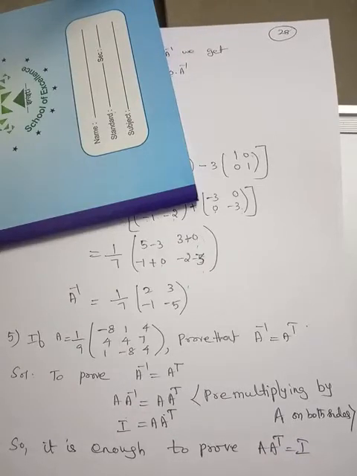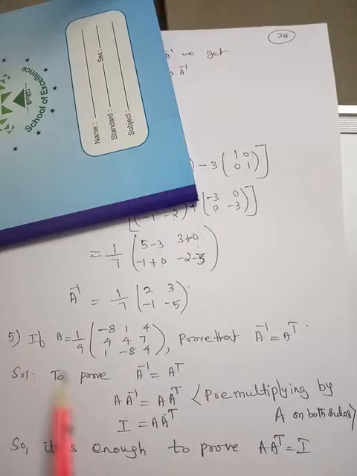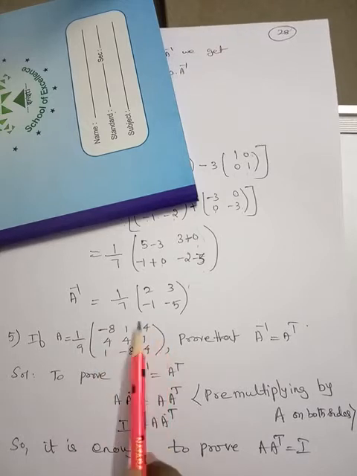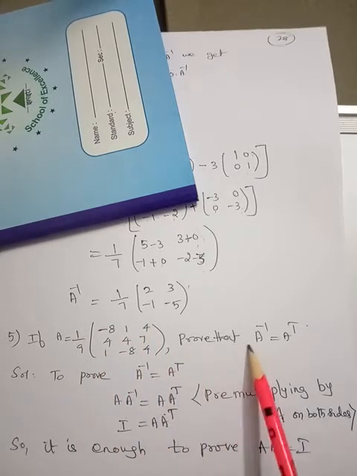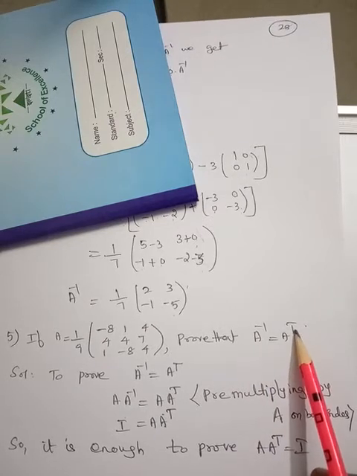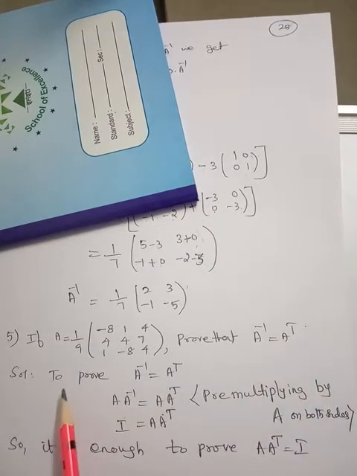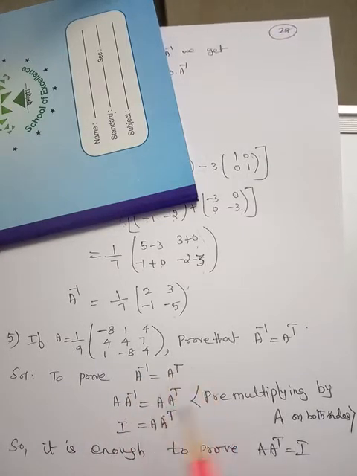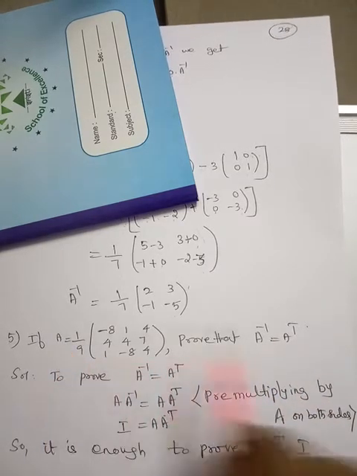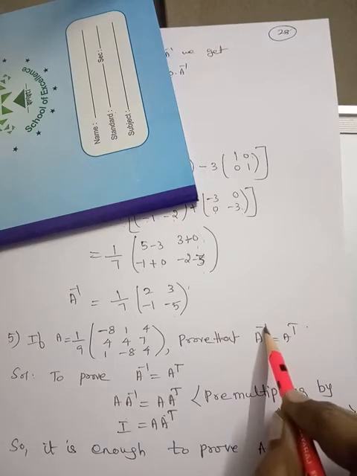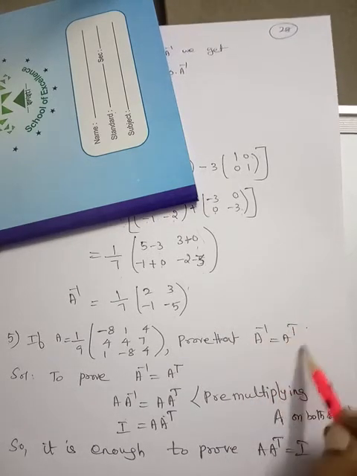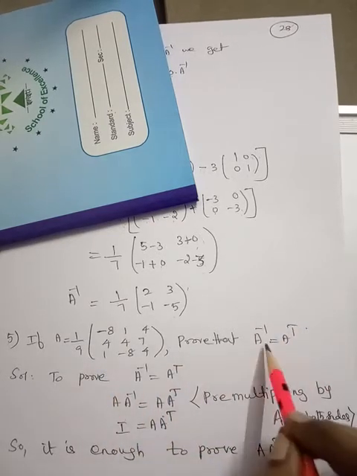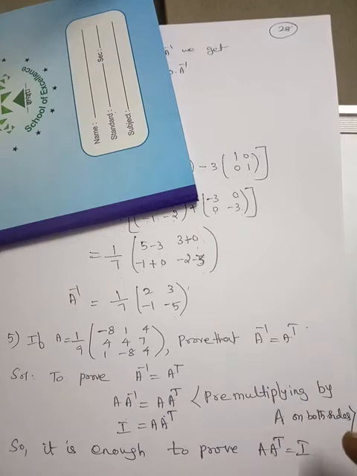Now we are going to see question number 5 in exercise 1.1. If A is equal to 1 by 9 into the 3 by 3 matrix given, we want to prove that A inverse is equal to A transpose. So, the first thing I am going to prove is A inverse is equal to A transpose. What is the meaning? For this, the first step, by using this A, we can calculate A inverse and then A transpose. Both values must be equal. That is the first point.